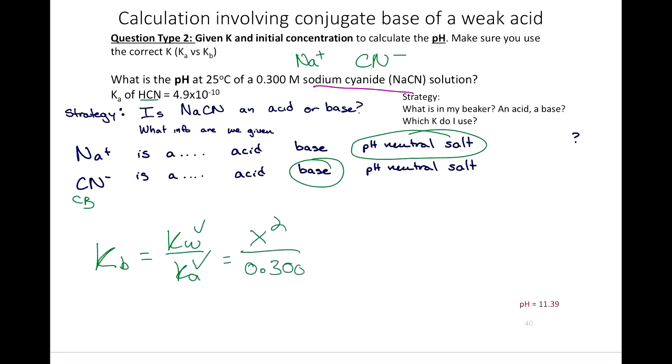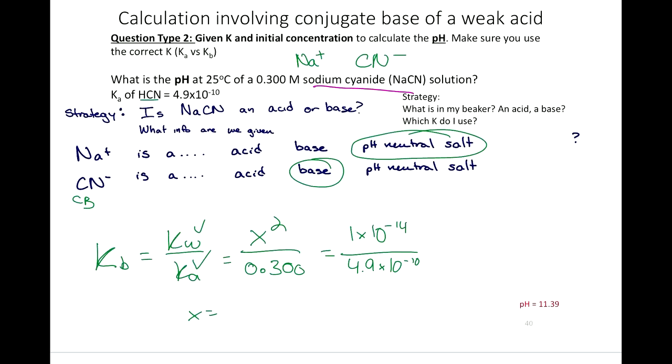0.3. If you still feel uneasy about that, go ahead and make the ice table, make the approximation. You get x squared over the initial concentration. This is equal to 1 times 10 to the negative 14 over 4.9 times 10 to the negative 10. When you solve for x, this should be simply a square-rooted thing. What is that concentration? This is tricky because I skipped doing the ice table because I got lazy.